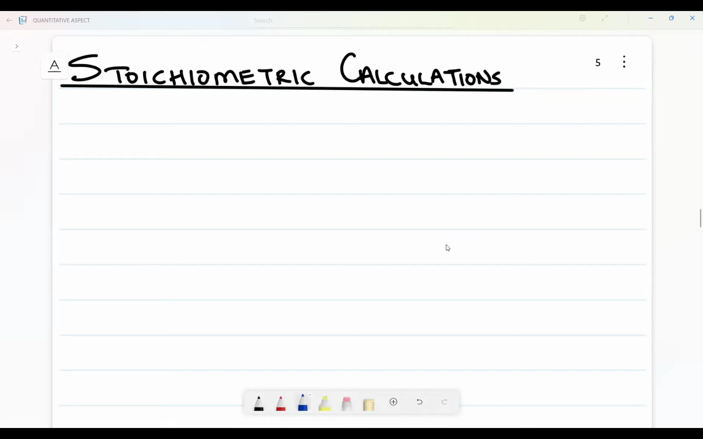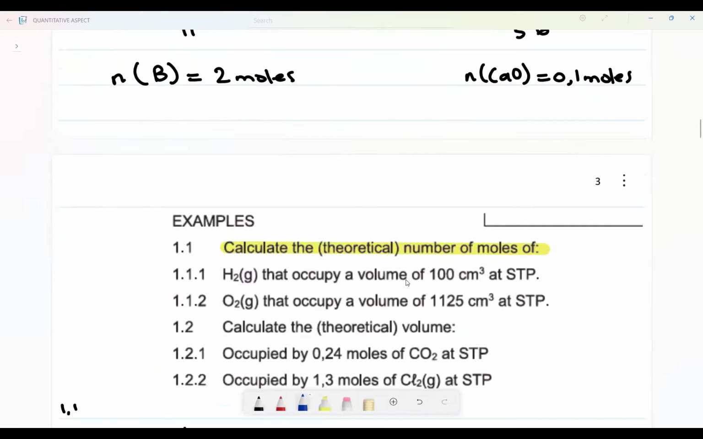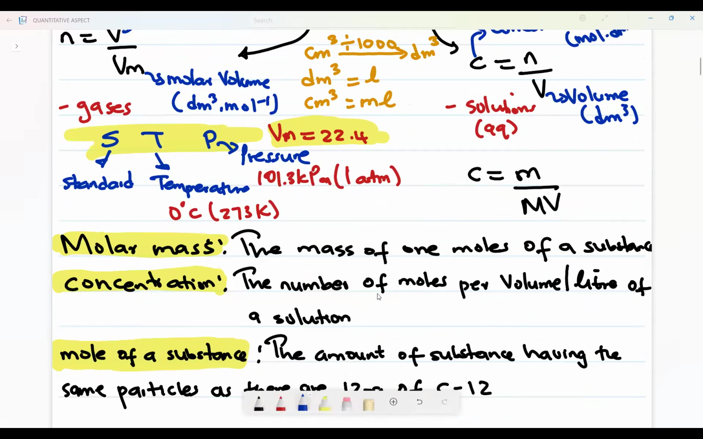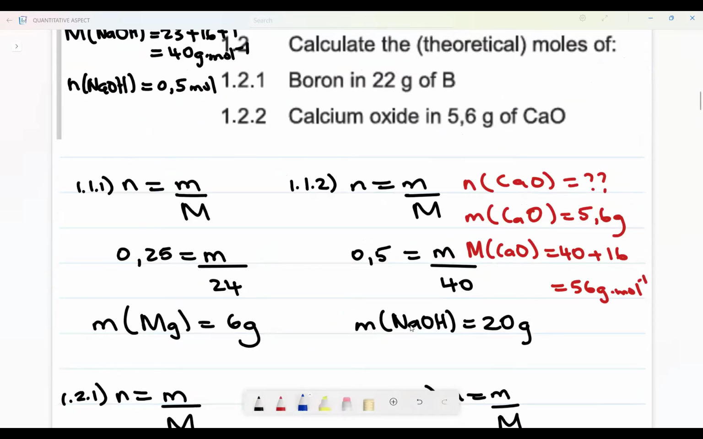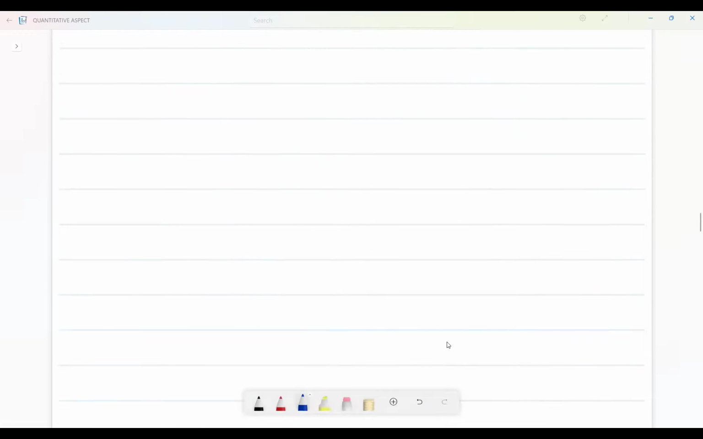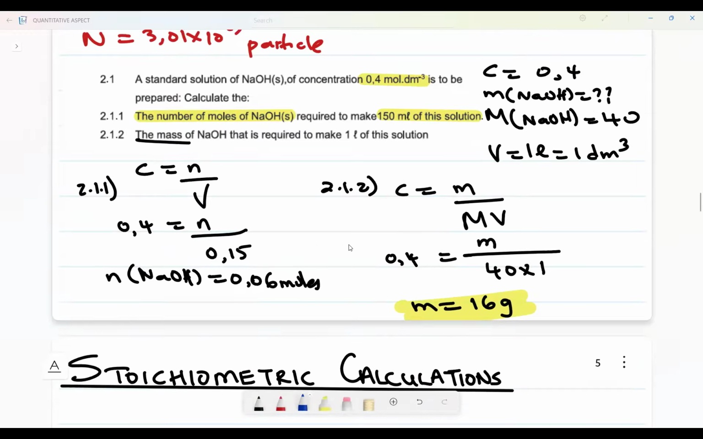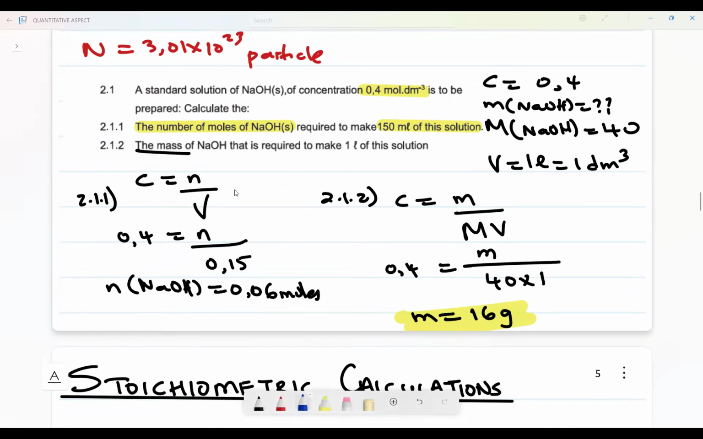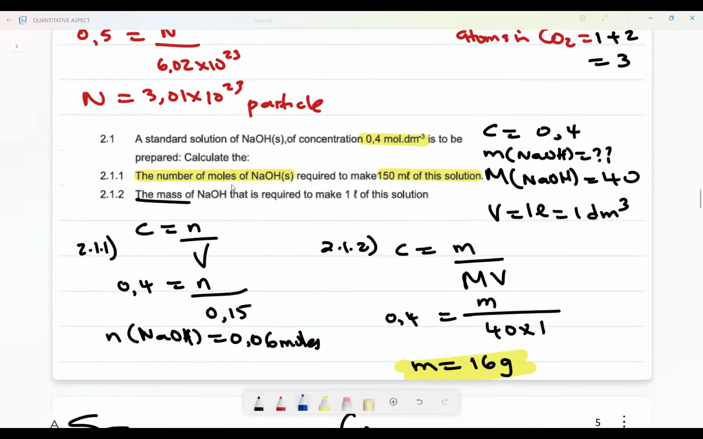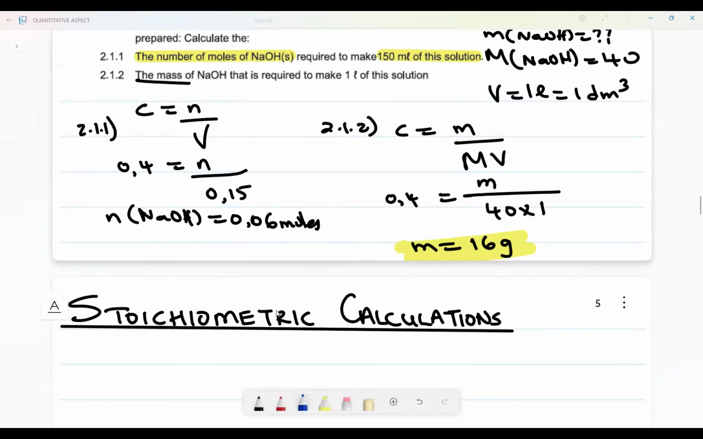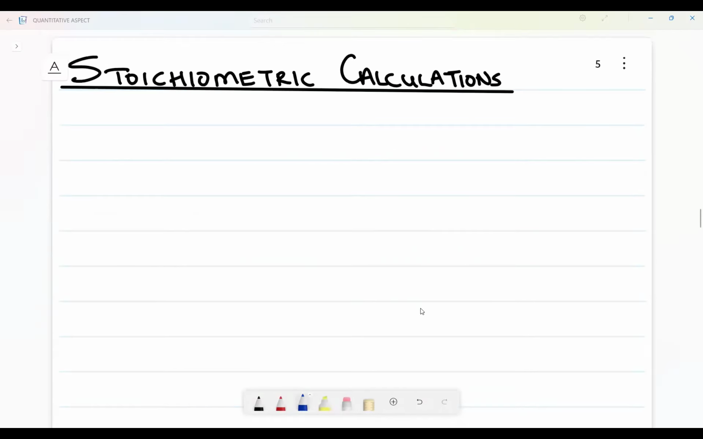So we're gonna continue where we left off now, okay? Remember in the previous video, we learned how to use these three fundamental formulas to calculate whatever was required from us, right? In today's video, we're gonna be looking at stoichiometric calculations. Now we are gonna look at a little bit more interesting questions. Instead of just giving you one piece of information, they will give you information about the other, okay? So what do I mean by that?